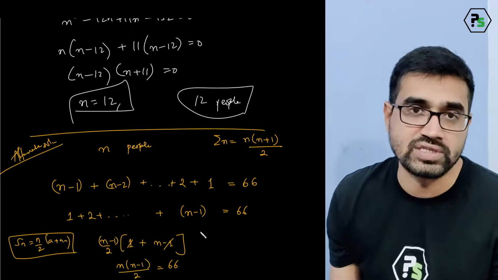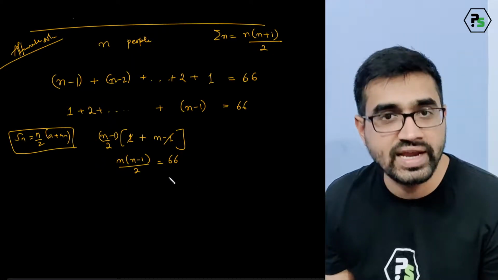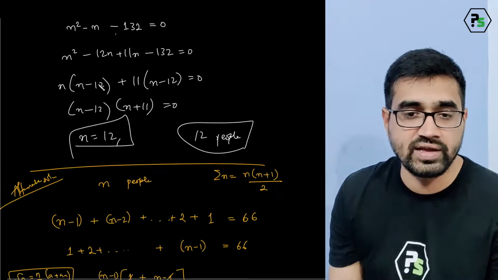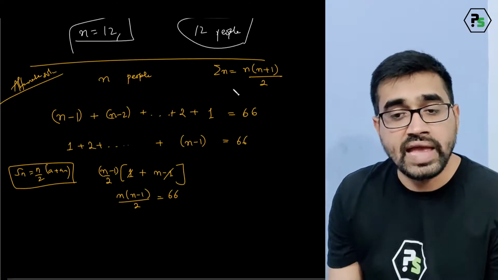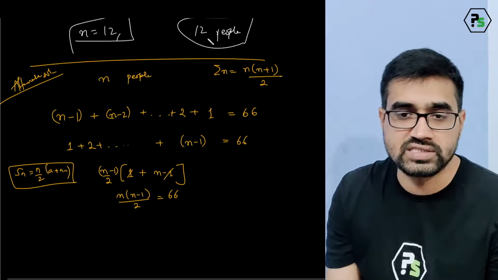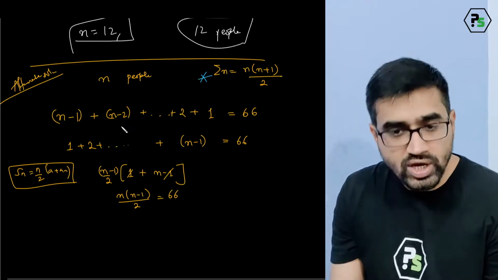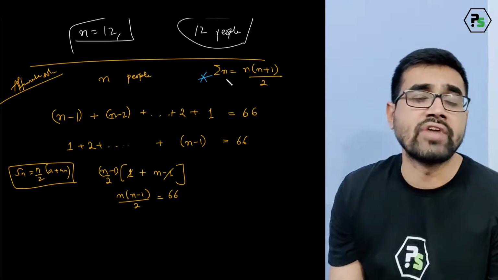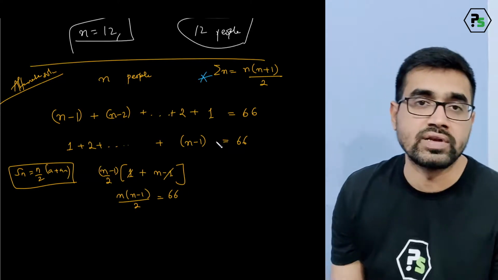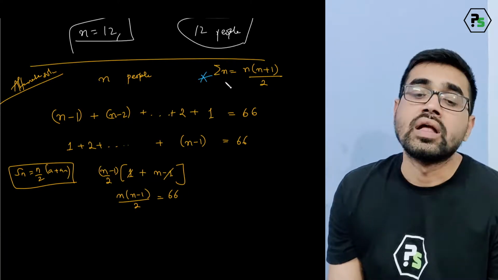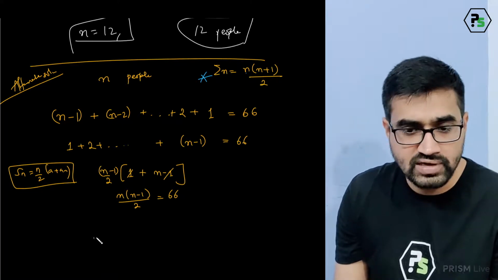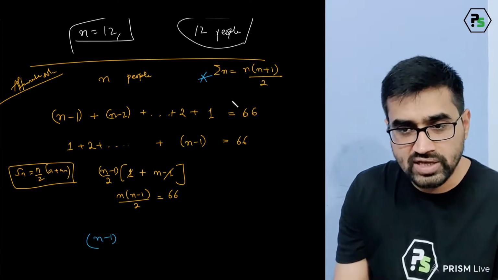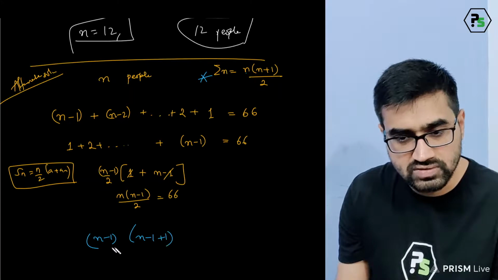That's the same equation, beta. Exactly the same equation, correct? Which I just simplified: n times n minus 1 by 2 equals 66. Wait, can we just use the direct formula? Yes, we can. Why not? Because now I'm adding not n consecutive natural numbers from 1, I'm adding n minus 1 consecutive natural numbers. So in place of n, I will fill in n minus 1. So in place of n, I'm filling n minus 1 plus 1, divided by 2.